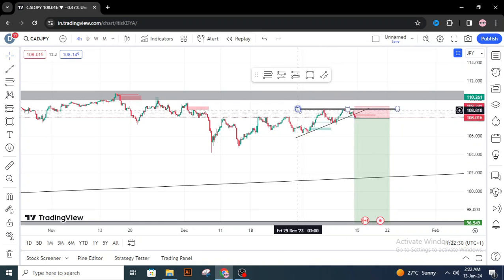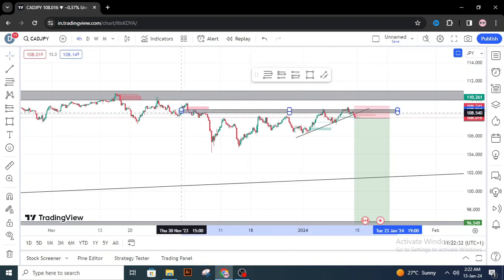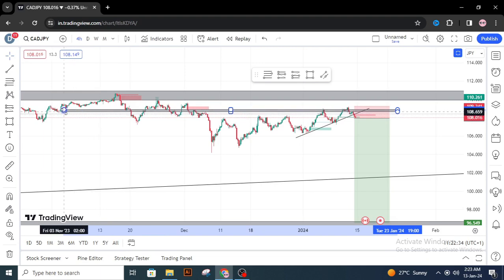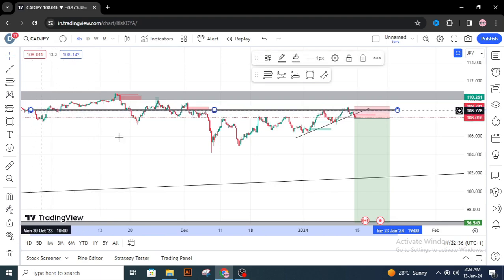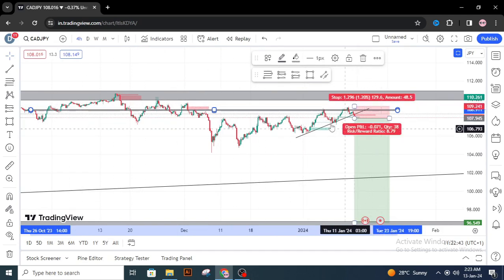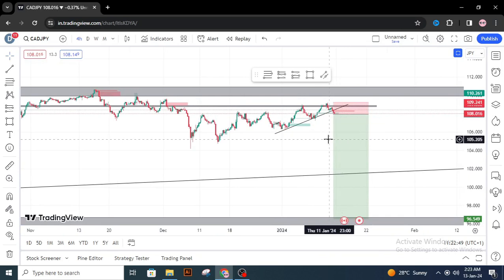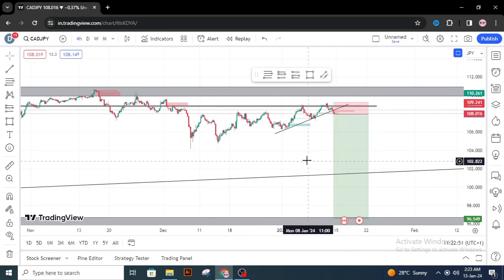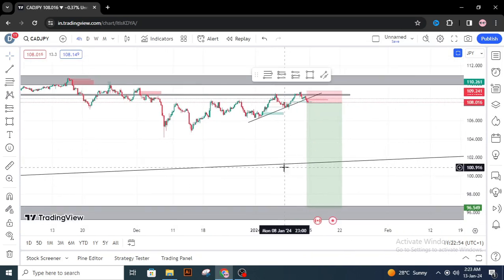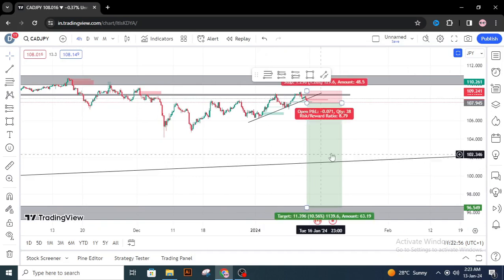So at that angle, even if you move this supply zone, you will discover that it has been respected multiple times. This is an area that price has been reacting to. So now price is rejected from that area, so be expecting to see a serious drop down from here. Yeah, that's my prediction for CAD JPY next week.